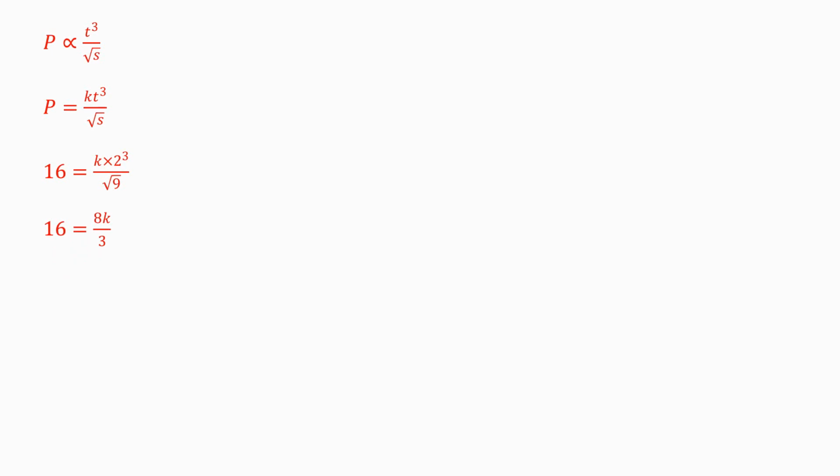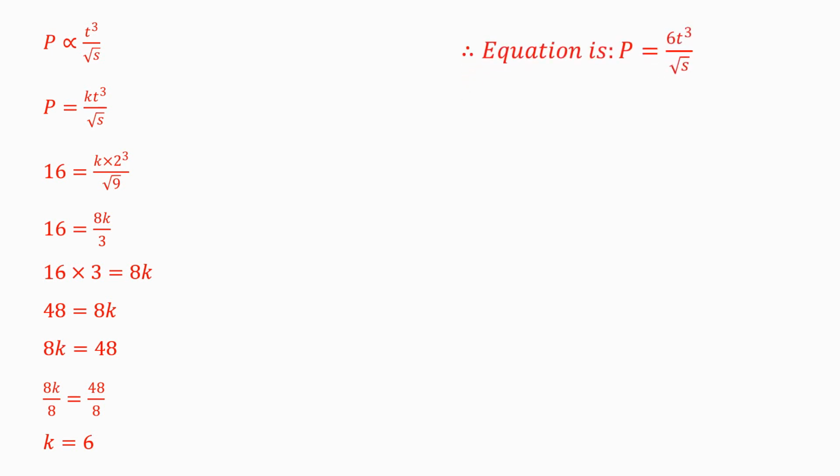Then we multiply both sides by 3 to remain with 8k on one side. So we have 16 times 3 is equal to 8k. 48 is equal to 8k, which can be written as 8k is equal to 48. We divide both sides by 8, and therefore our k is equal to 6. So the equation that connects p, t, and s is p is equal to 6t cubed over the root of s.